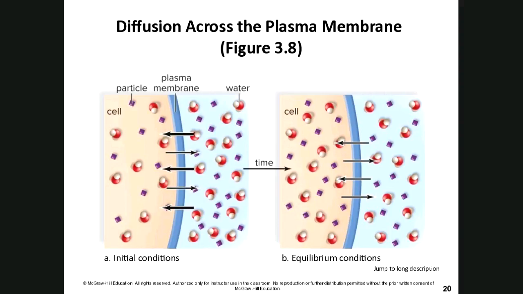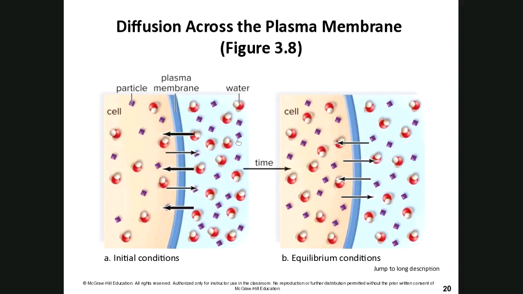So here we have a beautiful picture of this diffusion taking place. We have the water, as you can tell, those are H2O molecules, and then you have this particle. The water is the solvent, the particle is the solute. We are looking at the movement of the solute, that particle there. This is a particular particle that can cross the plasma membrane. Remember, not all of them can, but in this example, this is a molecule that can cross the plasma membrane.